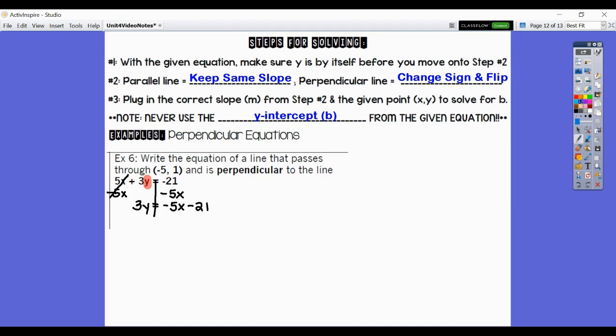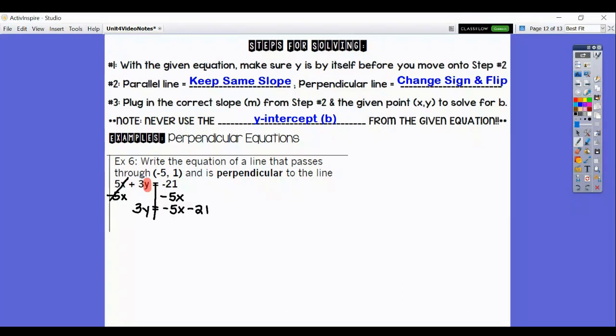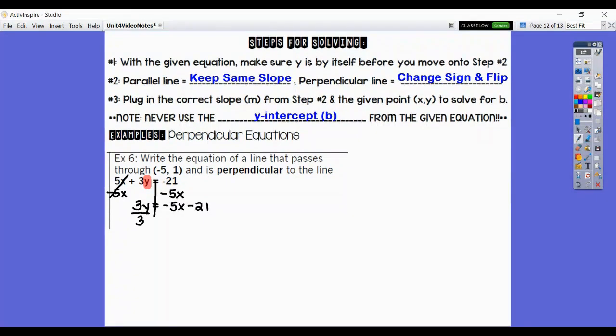From here again, we got to separate the 3 and y. That's going to be with division. When I divide by 3, I have to do it to every single term. 3 divided by 3 is just 1y. -5 divided by 3 is a decimal, so leave it as a fraction. And then -21 divided by 3 is a -7. Now that y is all by itself, I can then move on to step number 2.